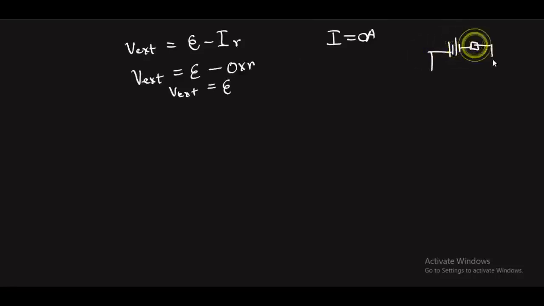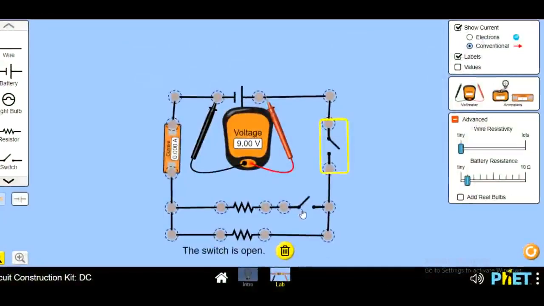You must know this all the time. When the main switch is open in the circuit, the reading on the voltmeter across the battery will be equal to the EMF of the battery. So we can have a demonstration here. Here I have a simulation.